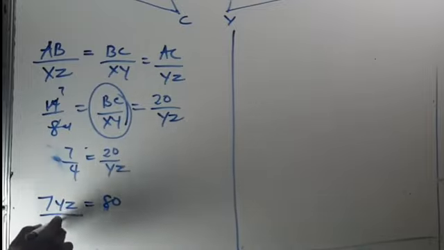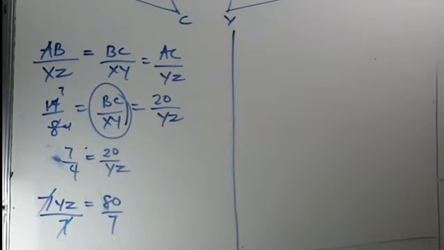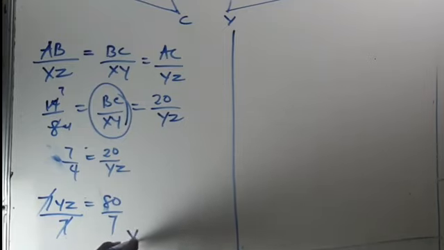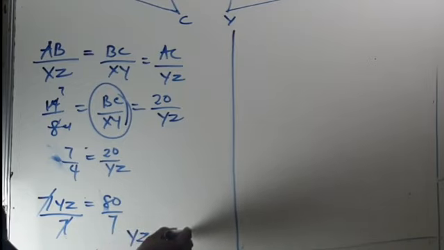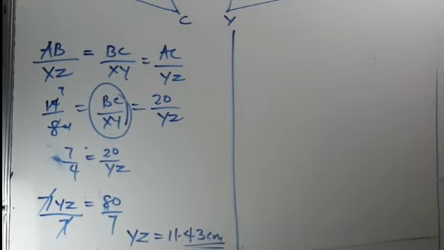So divide both sides by 7. 7 cancels 7. So 80 divided by 7 gives 11.43. So that means YZ is equal to 11.43 centimeters. I rounded it to 2 decimal places. So that's how to solve questions on this.